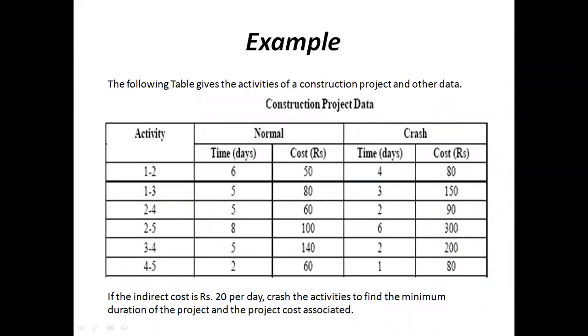So here is the problem. The following table gives the activities of a construction project and the other data. Here the activities 1 to 2, 1 to 3, like that, there are 6 activities given. Their corresponding normal time duration in days and crash time duration are given. Then the normal cost and crash costs are given. If the indirect cost is rupees 20 per day, crash the activities to find the minimum duration of the project and the project cost associated.